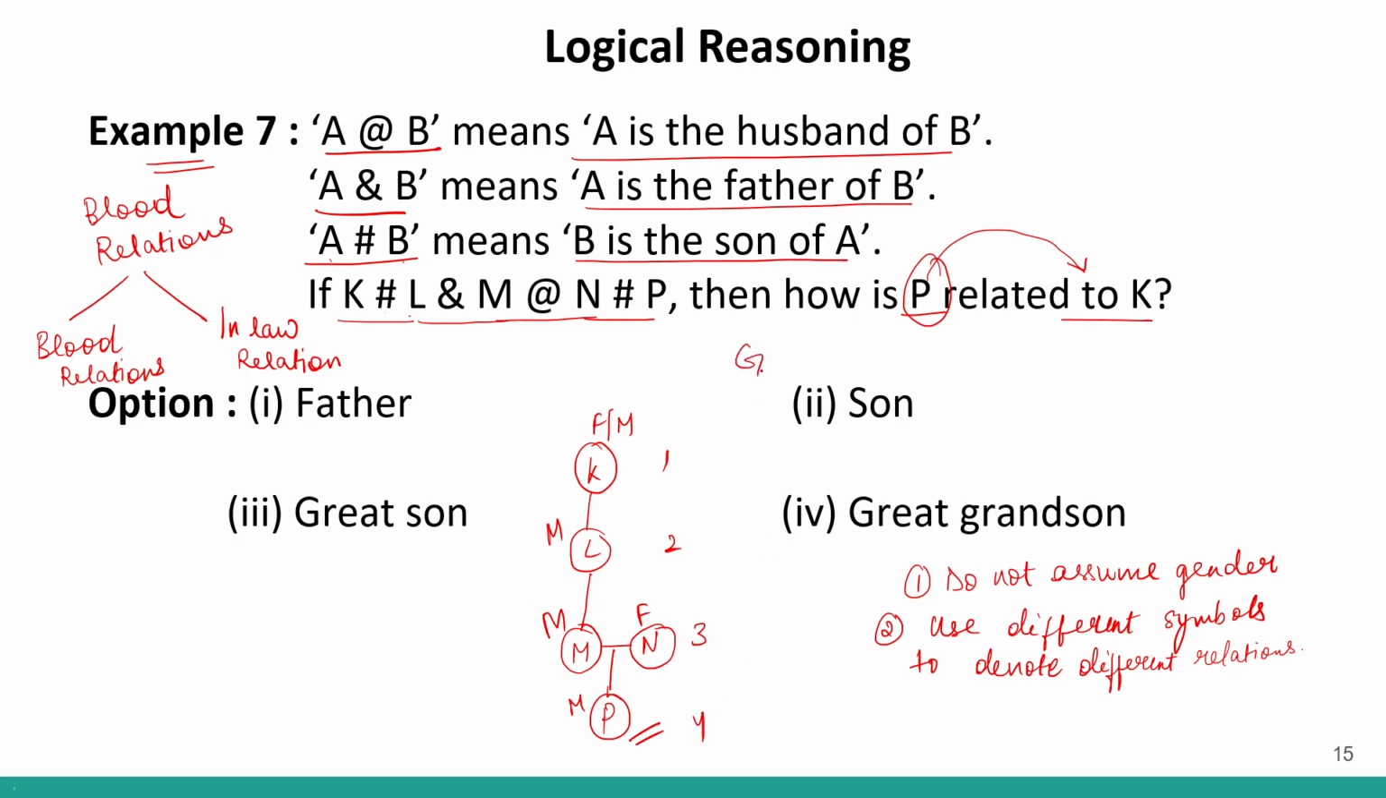So he would be a great grandson. Now P's gender we know, he is a male. So it could be great grandson, not great granddaughter, because P's gender is already known to us. K could be his great grandfather or great grandmother. That we don't know. But we do know the gender of P, which is male. Hence the answer will be great grandson, which is given in option number 4. So option number 4 will be our correct answer.